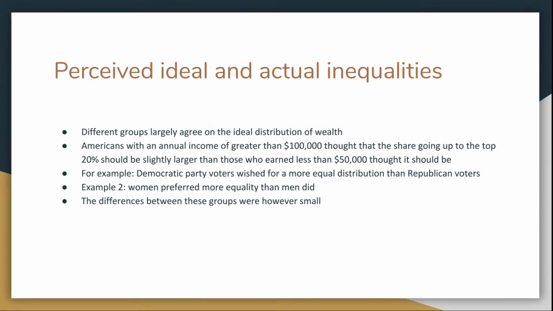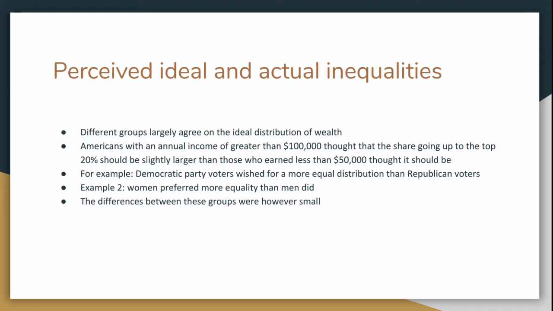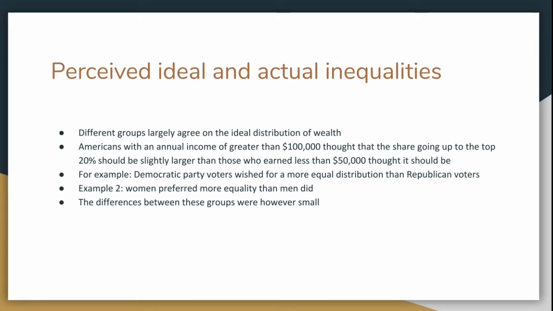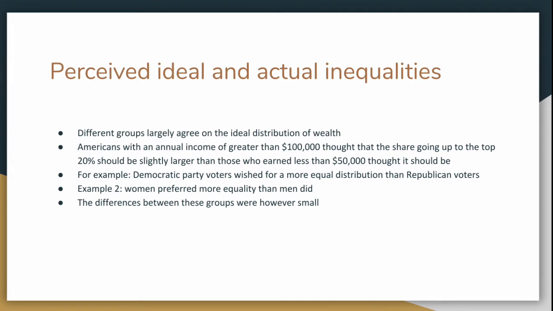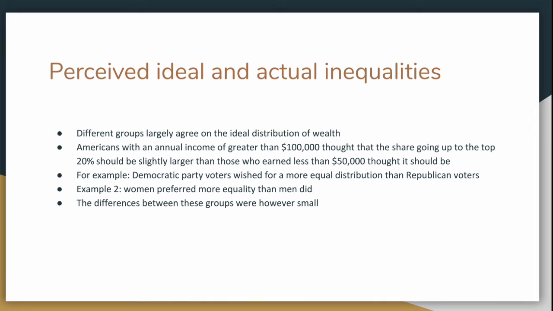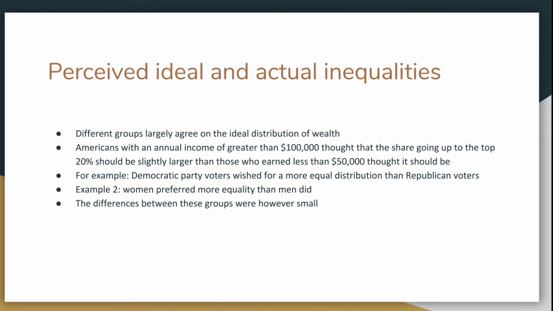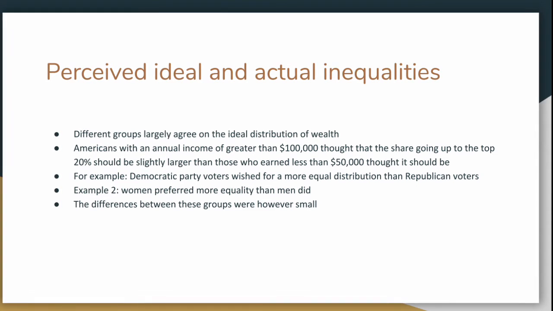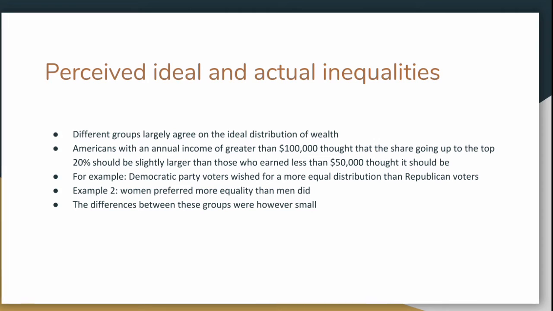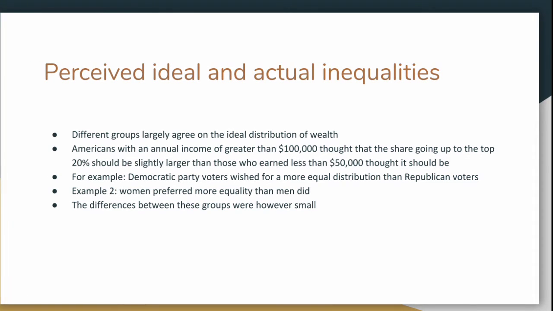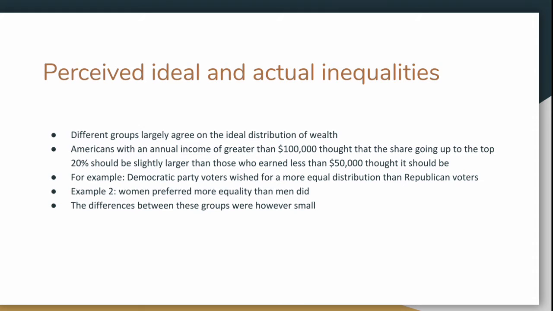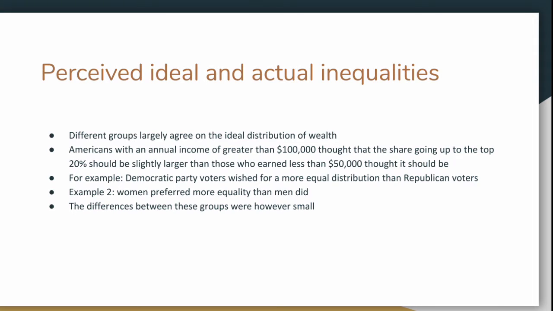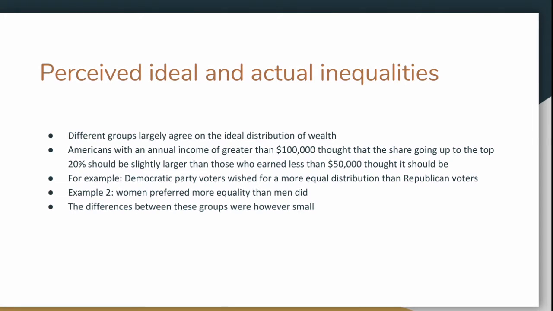So for the next slide, the first bullet says different groups largely agree on the ideal distribution of wealth, which means that different groups may disagree, but they agree a good amount on the ideal distribution of wealth. The second bullet says Americans with an annual income of greater than 100,000 thought that the share going to the top 20% should be slightly larger than those who earned less than 50,000 thought it should be.